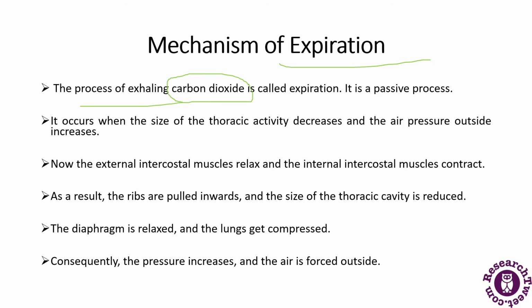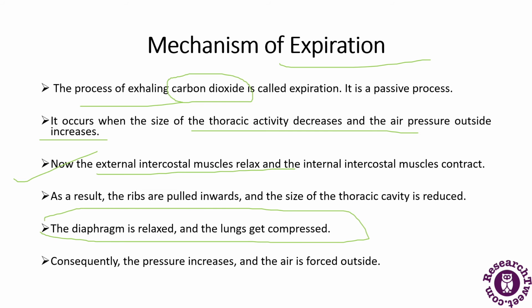In this case, it occurs when the size of the thoracic cavity decreases and the pressure increases. So the external intercostal muscles relax and the internal intercostal muscles contract. What will happen in this? It will lead to a reduction in the size of the thoracic cavity. The diaphragm, as we have seen in the figure as well, is relaxed and the lungs get compressed. Consequently, the pressure increases and the air is forced outside.